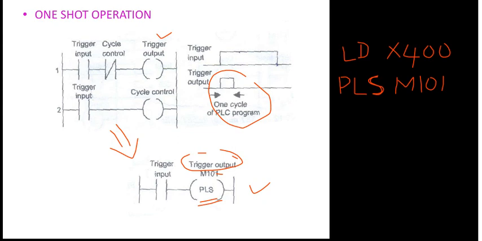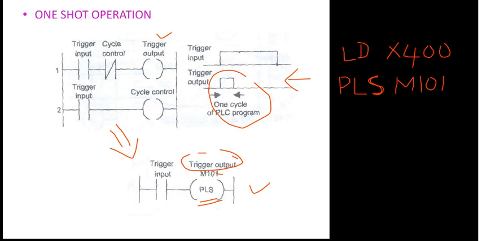So with these two instructions it is possible for us to realize the operation of this kind which we have seen in the previous case, right? So this is another way of making use of your internal relays to generate a pulse of a specific duration as decided by the operating cycle of the PLC or the scan time of the PLC.